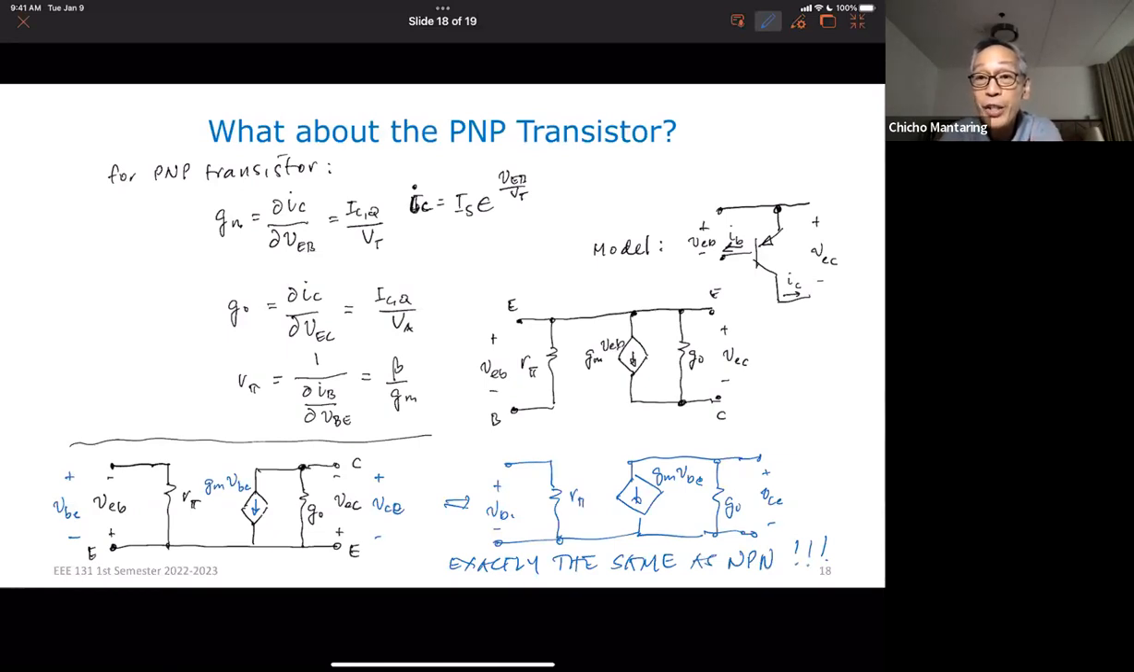The DC computations for the PNP would be different. You're going to have to take into consideration the reverse subscripts. But when you apply the small signal model of the PNP transistor, it's going to be exactly the same as the NPN transistor. Since I'm representing this by a resistor, this will be 1 over G sub O. Okay. I should really use R sub O para walang confusion. R sub O is 1 over G sub O.